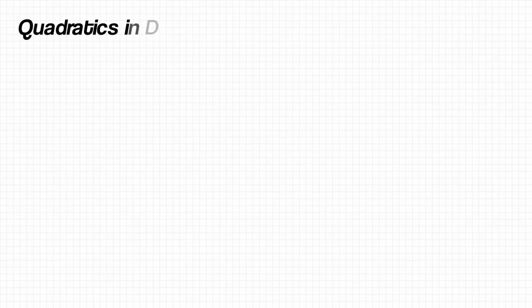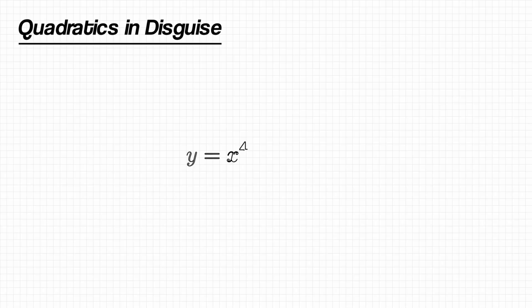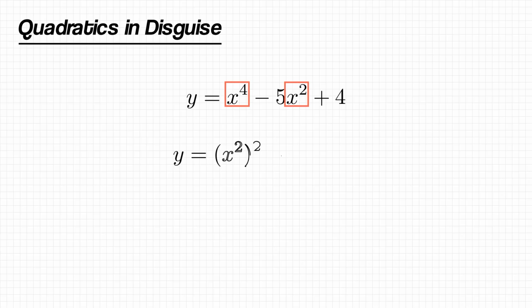Some equations, although technically not quadratics, can be interpreted as quadratics. Let's consider the example y equals x to the 4 minus 5x squared plus 4. We can actually treat this as a quadratic equation because x to the 4 can be written as x squared all squared. So we would say this is a quadratic in x squared.